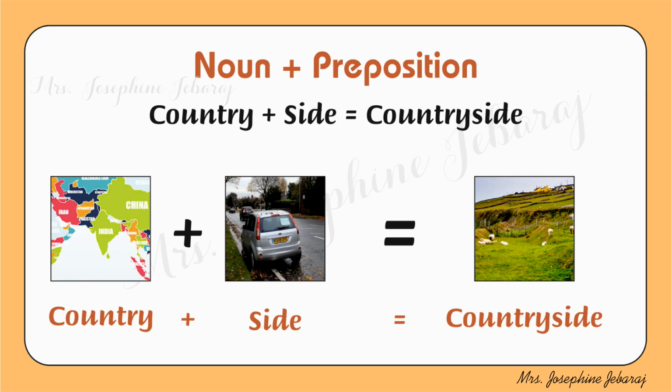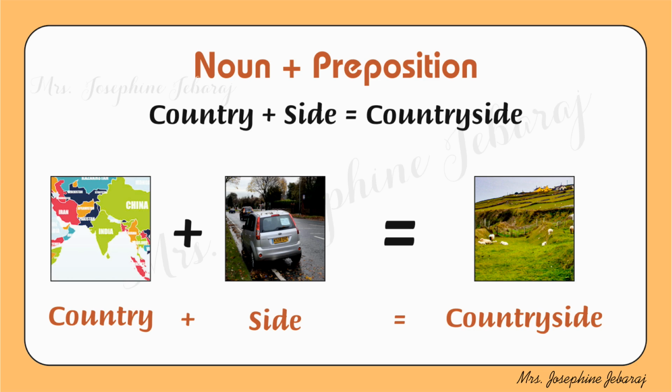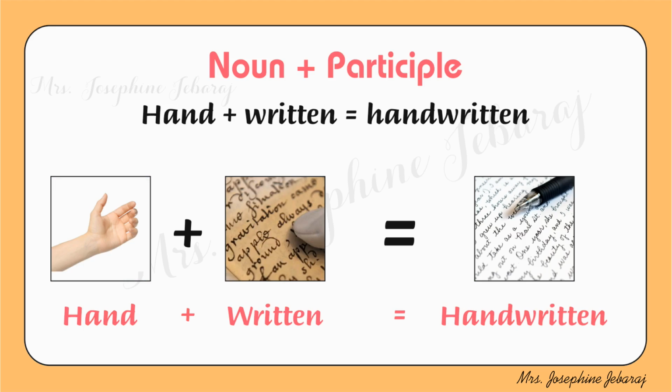Let's move on to another combination, noun with preposition. Let's see the definition of preposition now. A preposition is a word placed before a noun or a pronoun to show the relation of the noun and pronoun in a sentence. Now we have noun and preposition together. Country, side. Countryside. Root, out. Moving on to another combination with a noun.